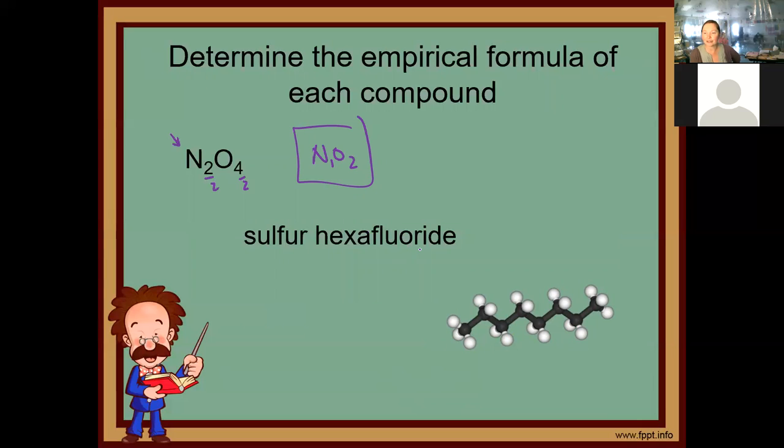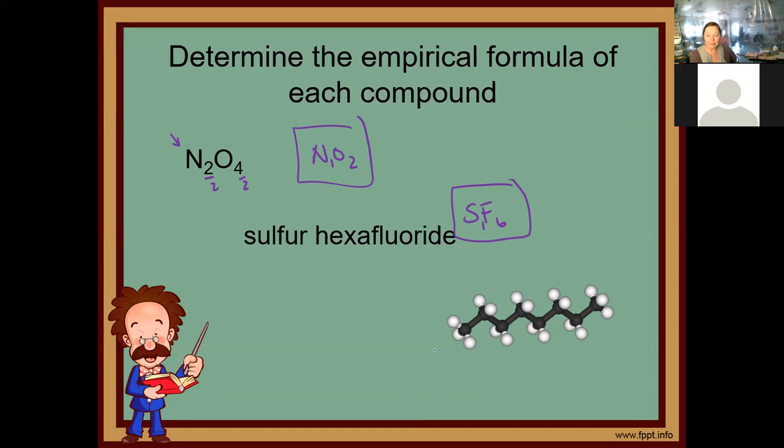How about sulfur hexafluoride? You're going to have to write that formula first. Sulfur hexafluoride. How many fluorines in hexa? 6. Good. I have S1F6. What is going to be the empirical formula? Can I divide both by 2? No. Nope. So sometimes the empirical formula and the molecular formula are the same. So this guy cannot be reduced. The empirical formula is the molecular formula.